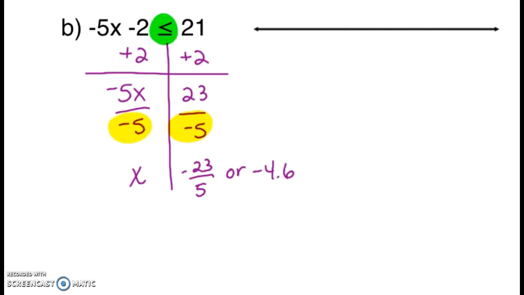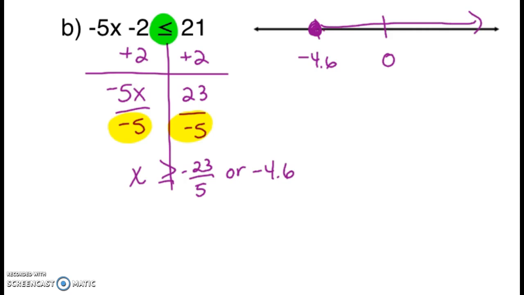So it was less than or equal to, so I need to change it to greater than or equal to. So I have x is greater than or equal to negative 23/5, or negative 4.6. When I'm graphing it on a number line, I'm going to put the negative 4.6. Since it's greater than or equal to, it's a solution. I'm going to shade that in, and I'm going to go to the right.